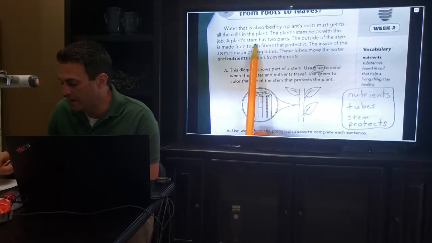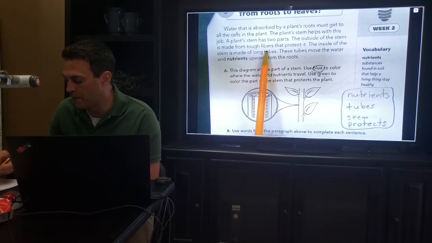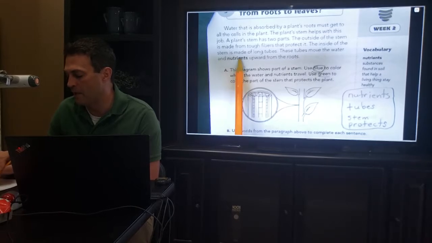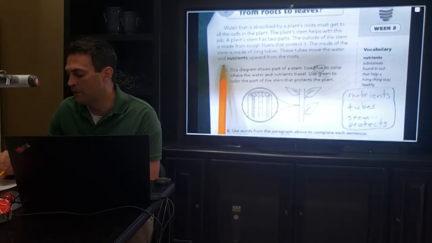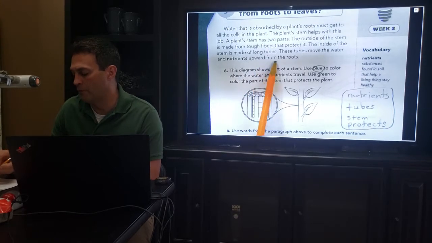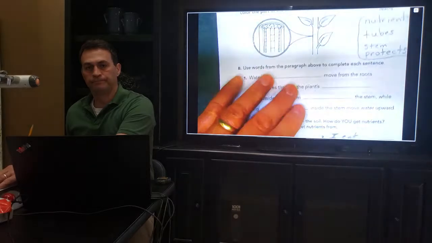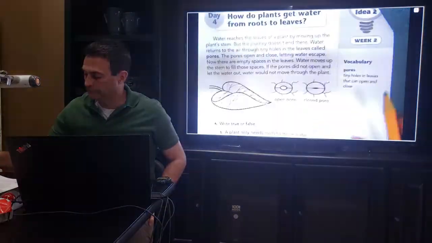A plant stem has 2 parts. The outside of the stem is made from tough fibers that protect it. The inside of the stem is made of long tubes. These tubes move the water and nutrients upward from the roots. All right, so you're going to answer the questions on this side. All right, on the flip side, flip it over, there's a back side.